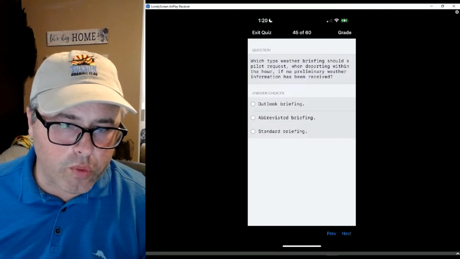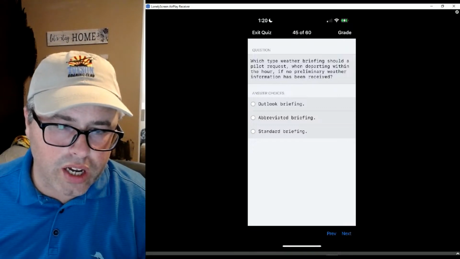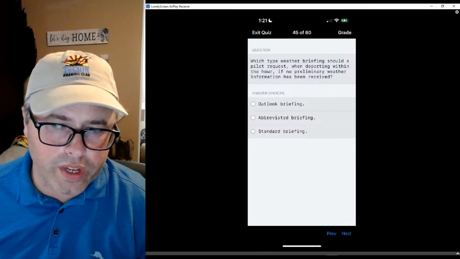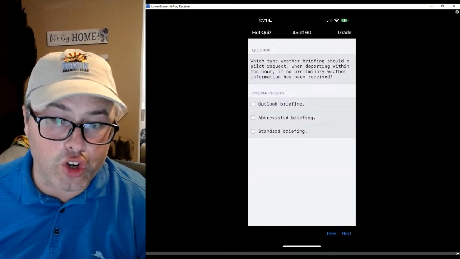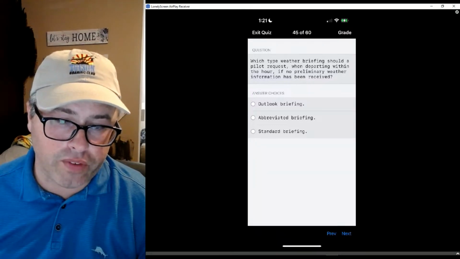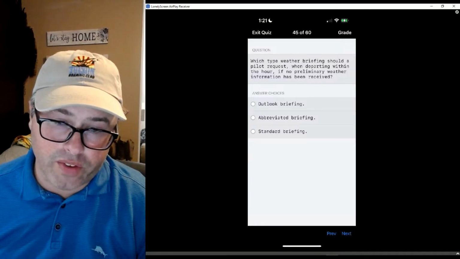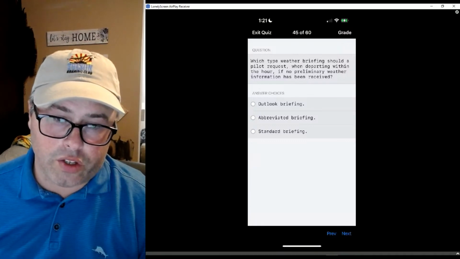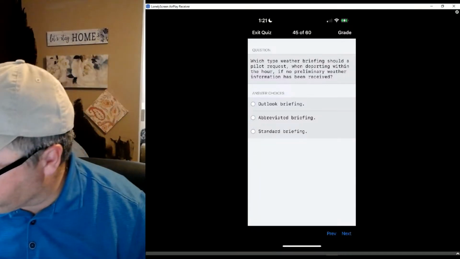Okay, which type of weather briefing? Oh, we're 3/4 of the way through. Which type of weather briefing should a pilot request when departing within the hour if no preliminary weather information has been received? Outlook briefing. Okay, Outlook is far in the future. Abbreviated. Oh, you received no preliminary weather information, so you want to ask for a full standard briefing in that case.